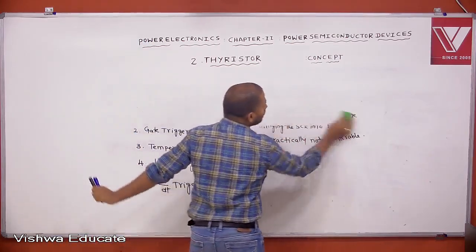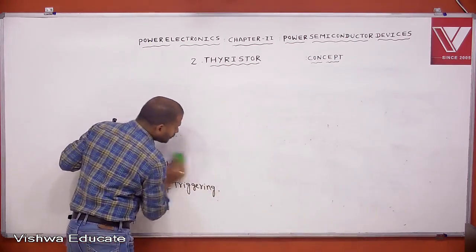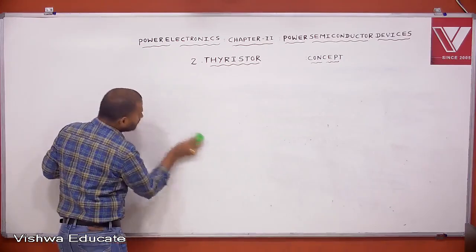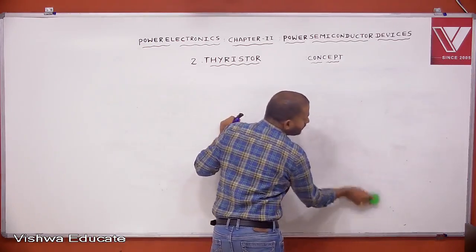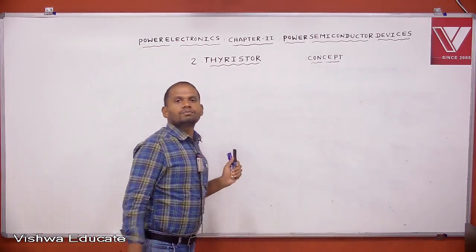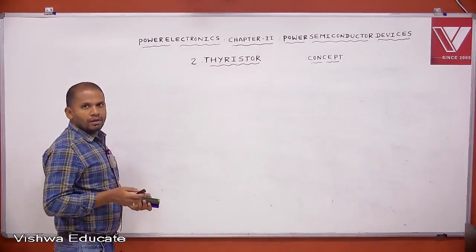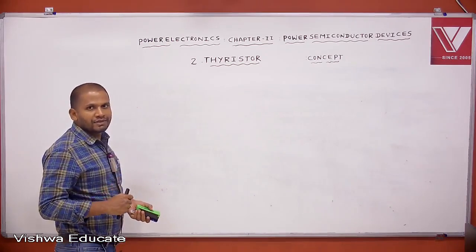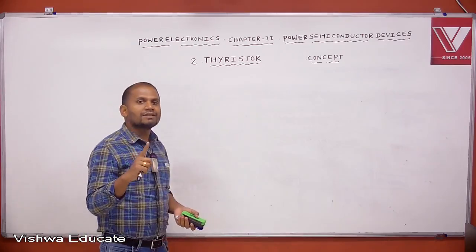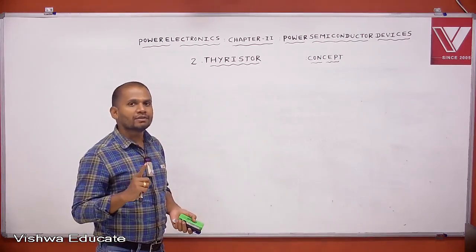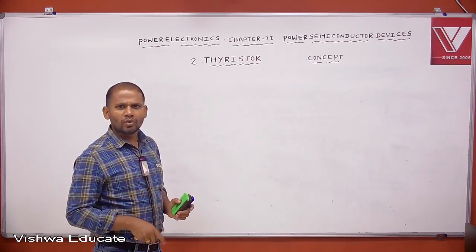That is, SCR is equivalent to a series connection of three diodes, or is also equivalent to a back-to-back connection of two twin transistors. That is, the total analysis of SCR can be explained using two models. One is the transistor model of SCR and the other one is the diode model of SCR. But mainly we concentrate on the transistor model of SCR.